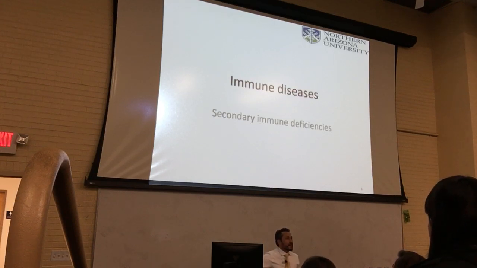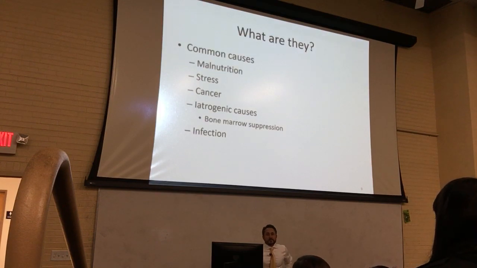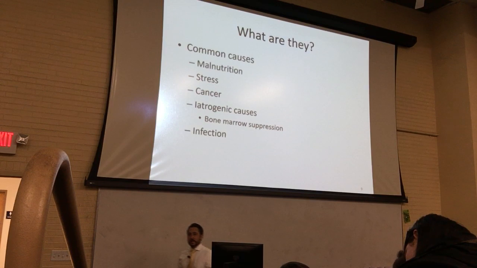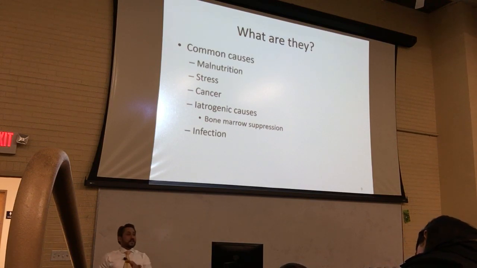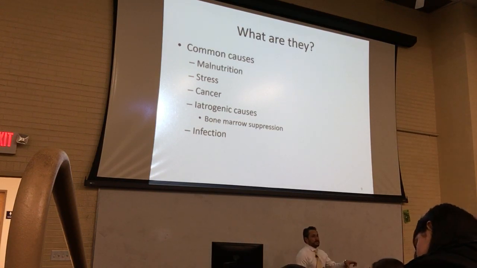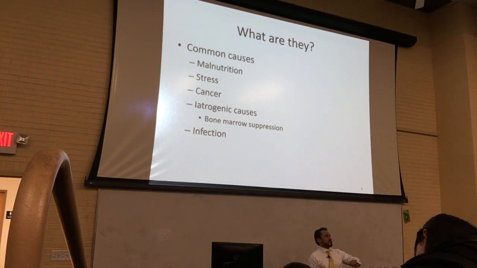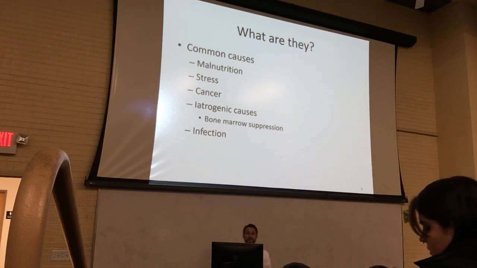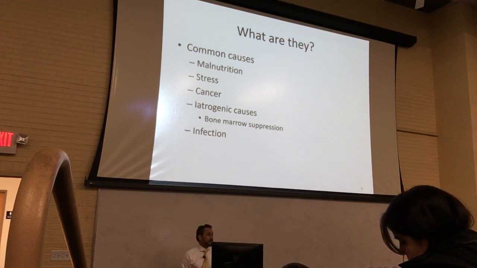Secondary immune deficiencies. What are they? Well, there's all sorts of causes, but what they are not is primary, so they're not at the level of a gene defect. Something else is causing it to happen. Something else is influencing it. It could be malnutrition. Okay, starvation is a cause of lots of secondary immune deficiencies.